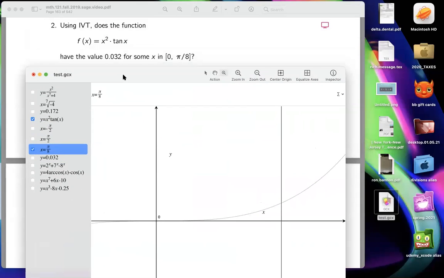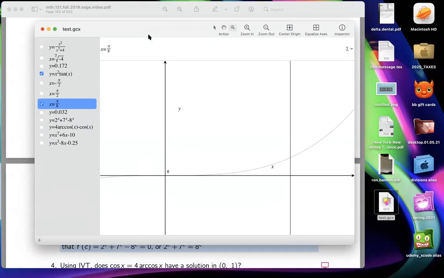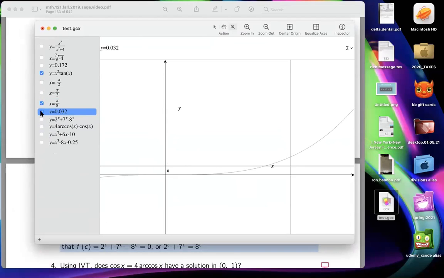So again, I want to go back and just read it to you. It says over here, I'm between 0 and pi over 8 on a closed interval. Then the question is, would this function take on the value 0.032? Well, I want to graph that in. And what do I notice? Immediately I notice, and again, I'll zoom in more.